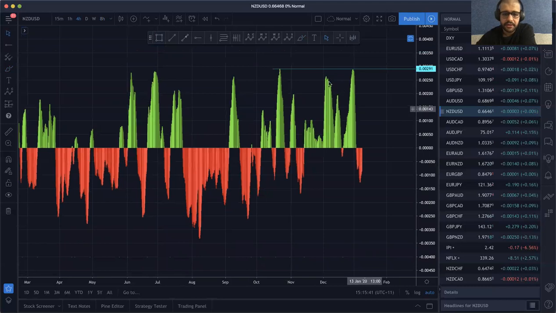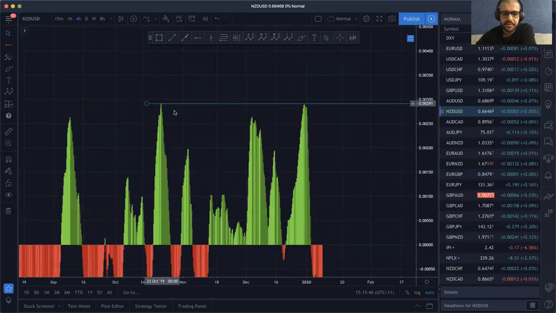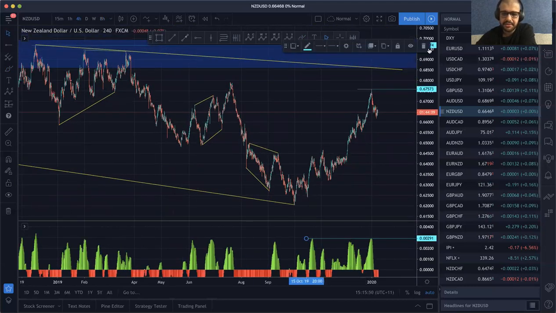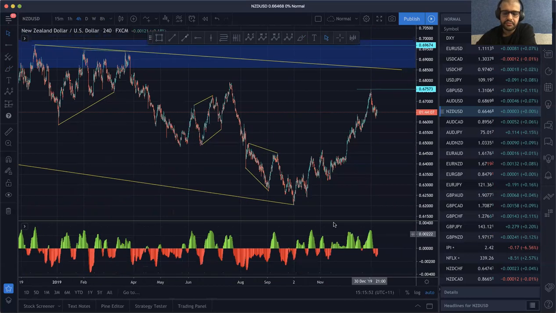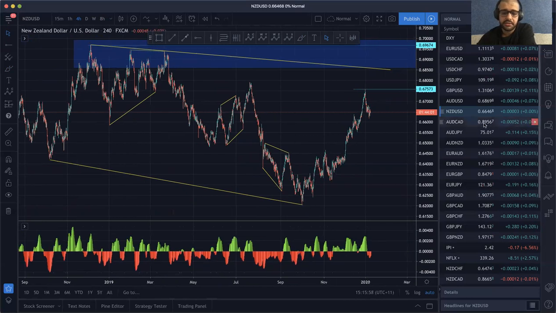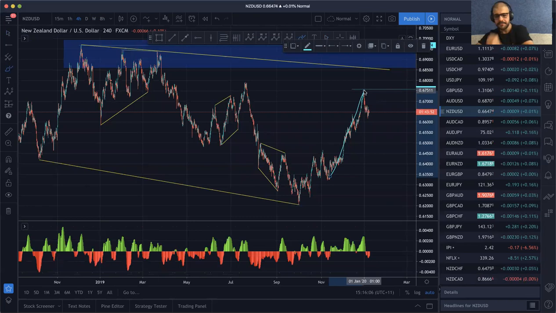Actually, we do have a little bit of divergence on the 4 hours, with this being the highest. However, it's not as large, or the discrepancy between the two peaks isn't as large as what we've seen on the Aussie. And the way in which this has moved up, there have been no corrective pieces. This has just been a very strong move up.